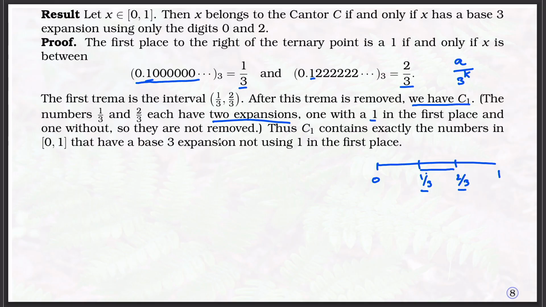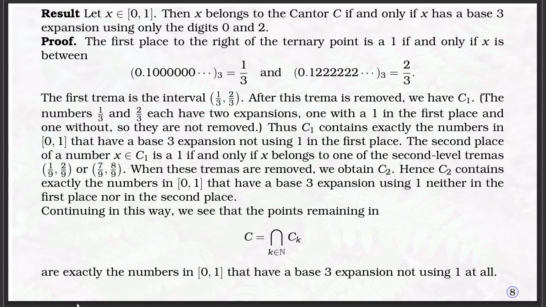So, they are not removed, that means 1/3 and 2/3 are not removed, whereas they have two different ternary expansions. Thus, C1 contains exactly the numbers in [0,1] that have a base 3 expansion not using 1 in the first place.